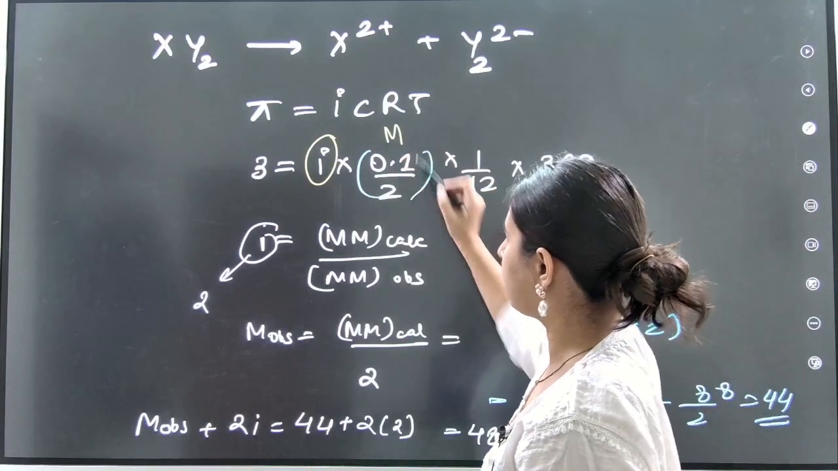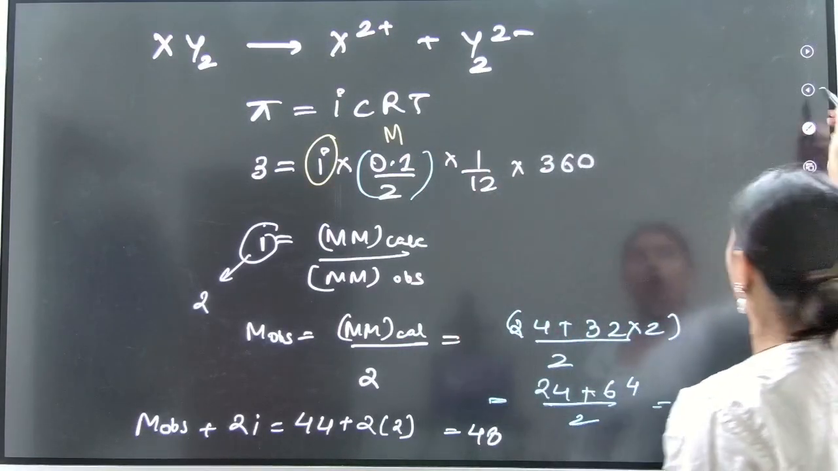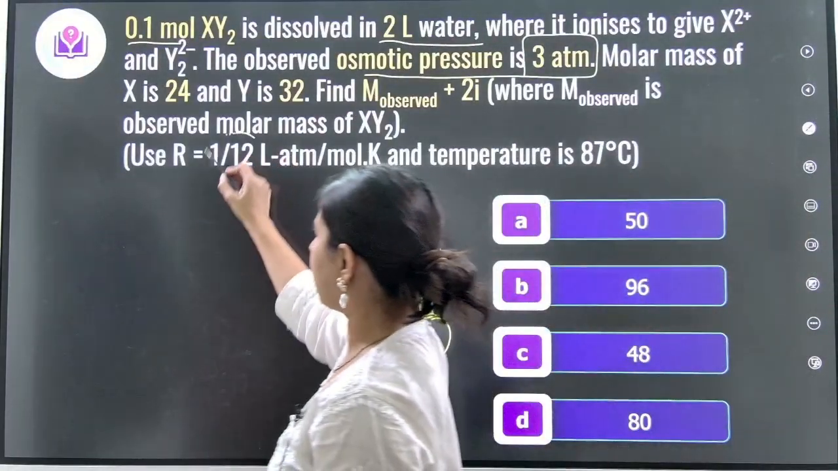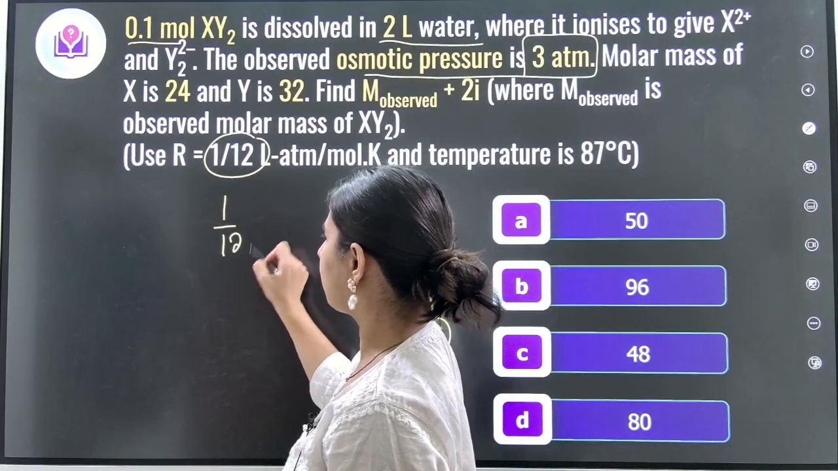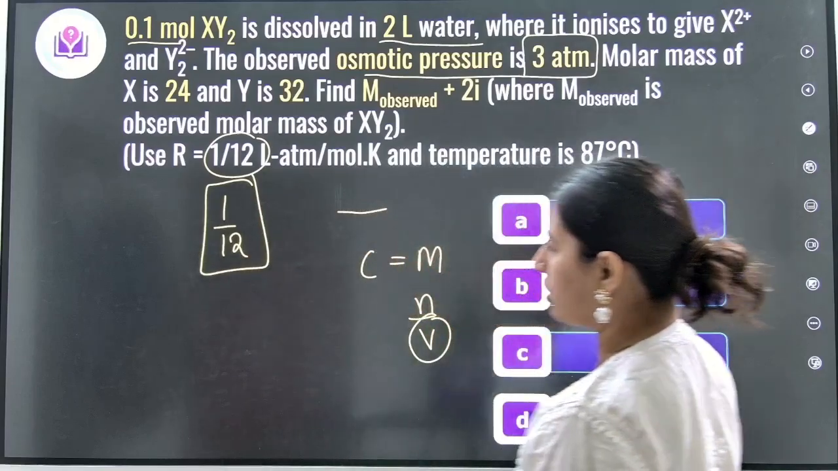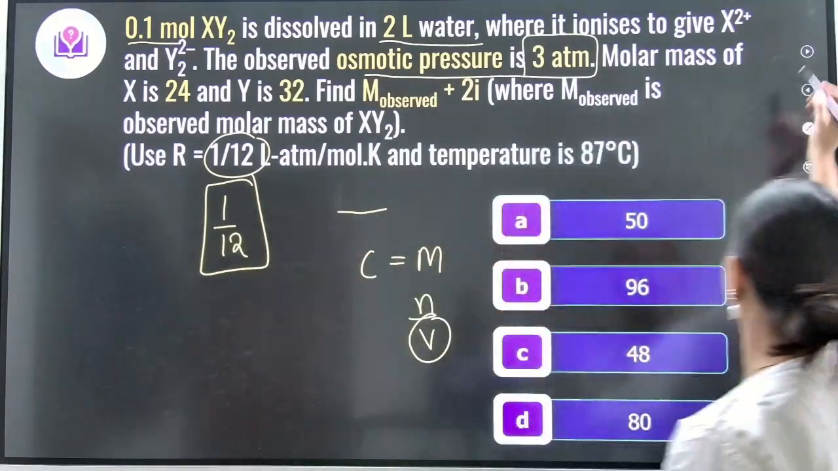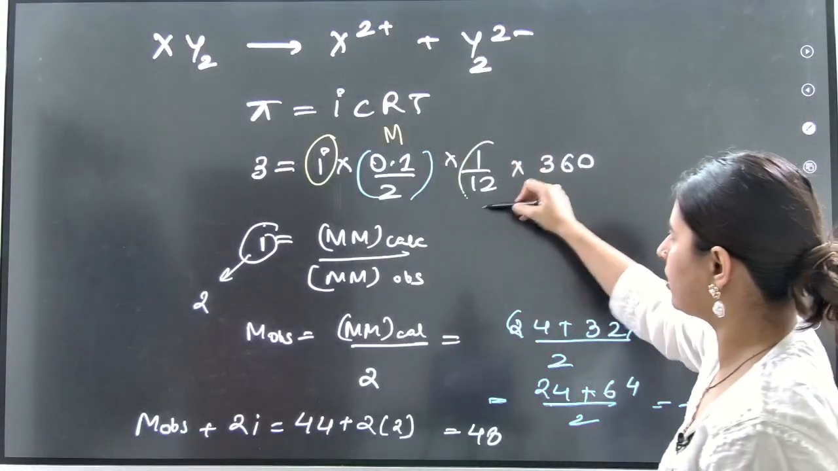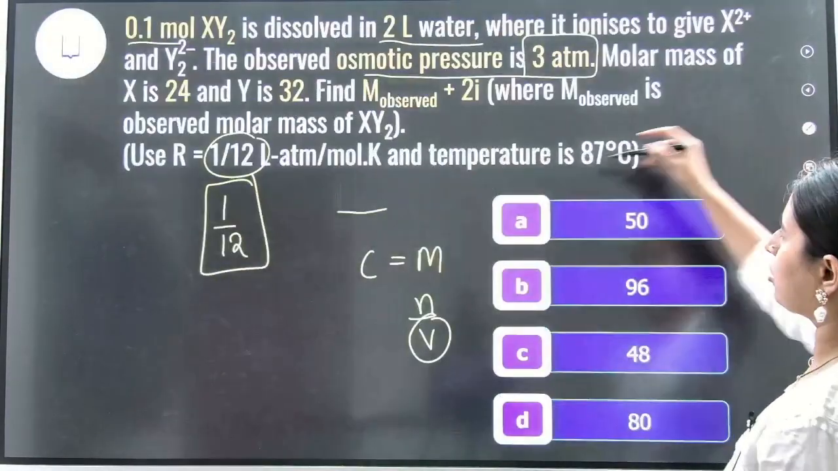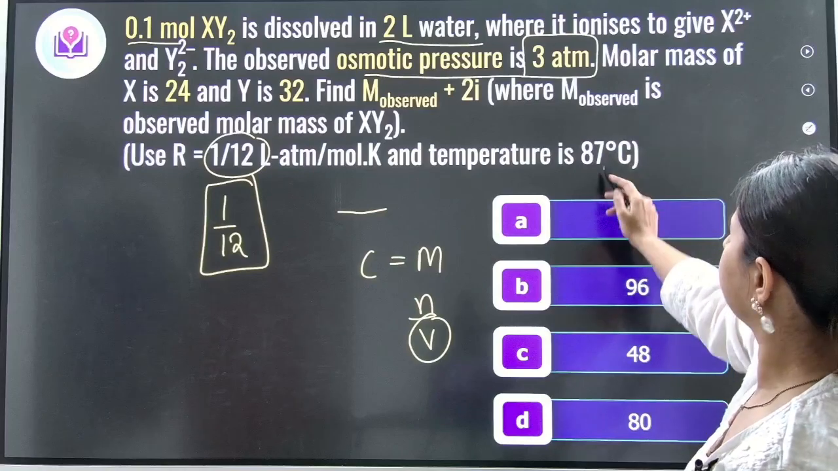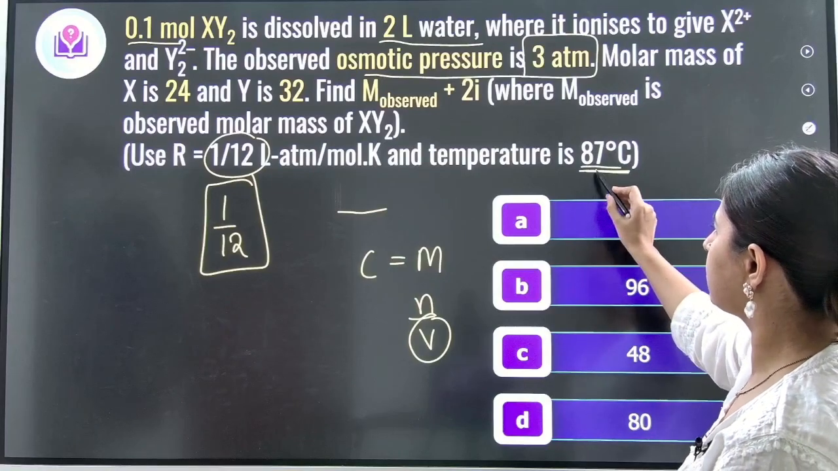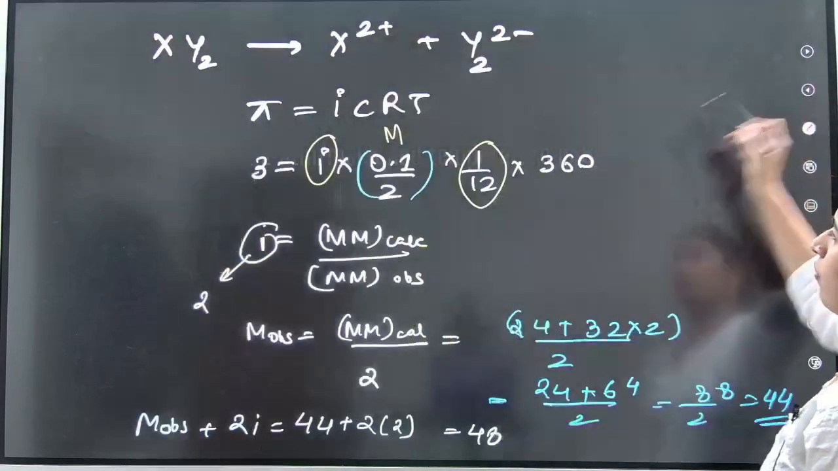We know the molarity. R, thank God, the examiner has helped us a big time by giving us the value of R. In fact, you can remember that instead of taking 0.0821, you can simply take 1 by 12. Okay, so here you go. This is what is given to you. Temperature is also given to you. Where is it? 87 degrees Celsius. When you convert it into Kelvin, what do you get?